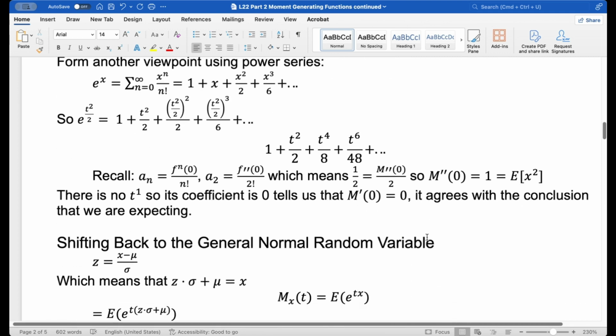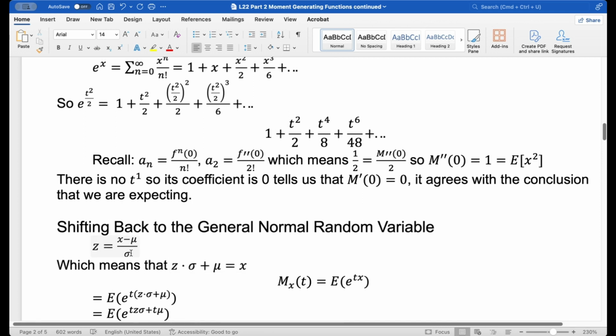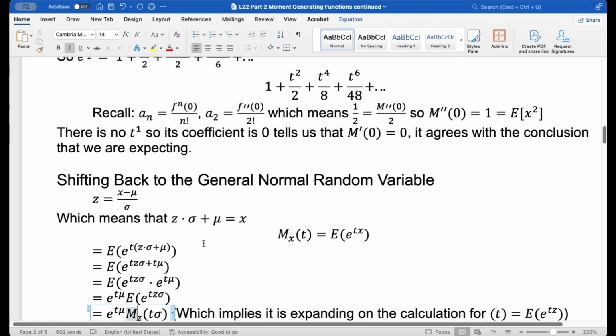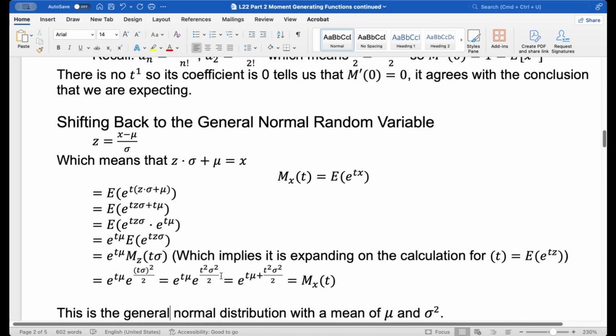If we want to shift this back to a general normal, we use the z-score formula. Cross multiply, we get z times sigma plus mu to get the general normal random variable. We have to compute the expected value of e to the t times x, which is z sigma plus mu. And we can use some properties here of e and the expected value, factoring out the fixed term e to the t mu and the expected value of e to the tz sigma.